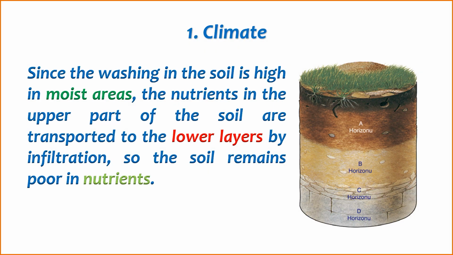In regions with high rainfall and moisture, a process known as leaching becomes significant. Let's delve into this process. 1. Leaching in moist areas. High rainfall. Moist areas often experience high levels of rainfall, which can lead to an increased movement of water through the soil profile. Nutrient transport.